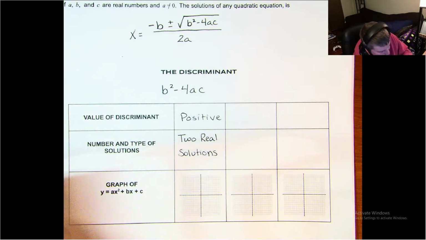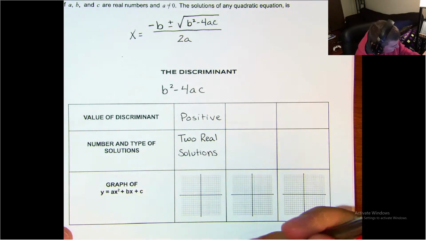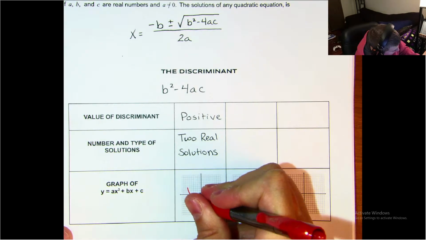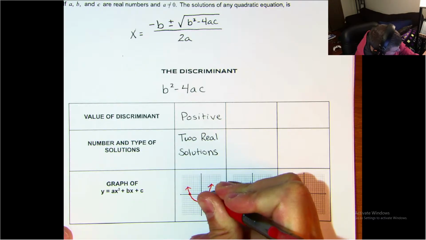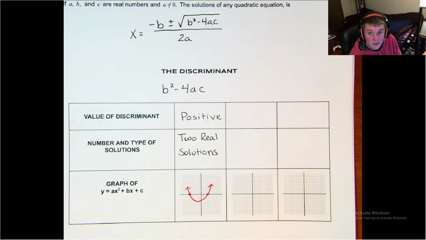Okay, and what's that graph going to look like? It might open up or it might open down, but that graph is going to be crossing the x-axis at exactly 2 real spots. Spots that you can point to on the graph and say that is the solution and that is the solution to when the equation is equal to 0.